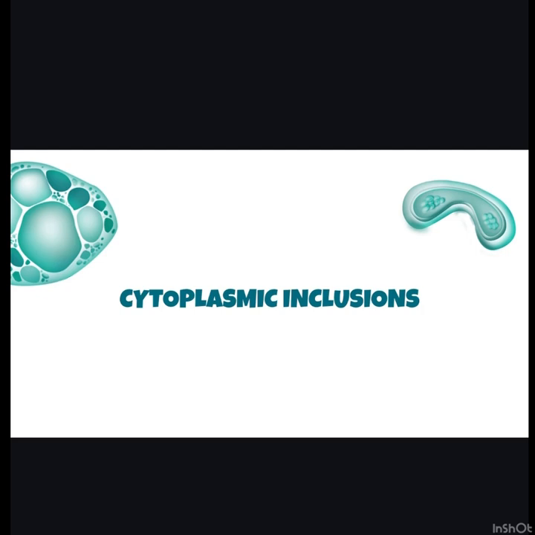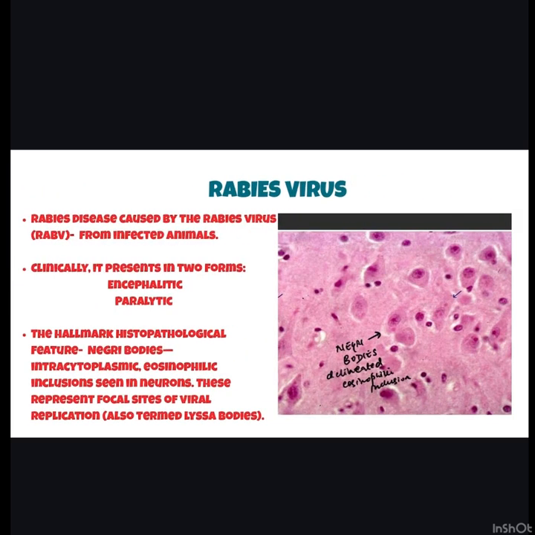After the viruses that show nucleus inclusions, we now look at some of the important viruses that we should know which show cytoplasmic inclusions. In this list, we'll first discuss a very important virus which is called rabies virus. So as we all know, rabies disease is caused by the rabies virus, and this occurs to humans from infected animals.